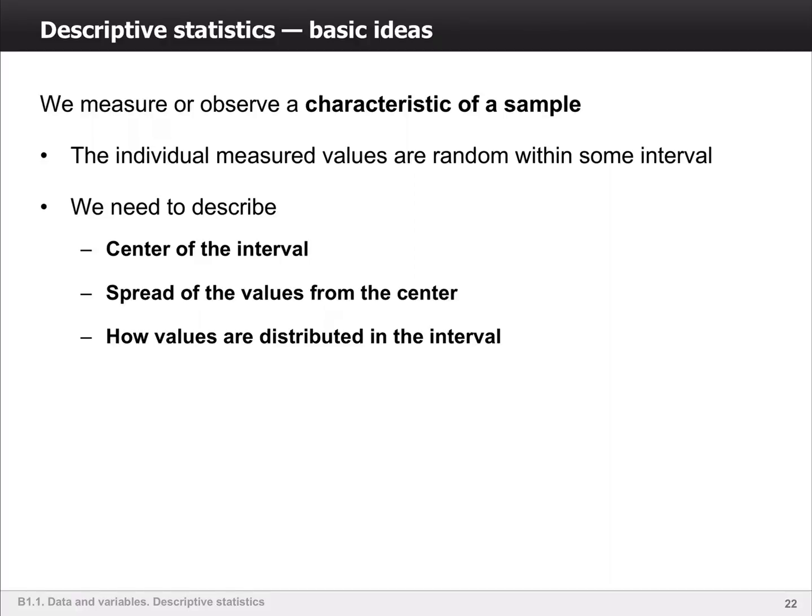So let's say this is your interval, this is the concentration in milligrams per liter, and you have 10 values like this: 1, 2, 3, 4, 5, 6, 7, 8, 9, 10. Then you find the center. You find how far the values go from the center. And then you describe what's going on in different parts of your interval, how dense the values are in each part. So let's discuss how to do that.